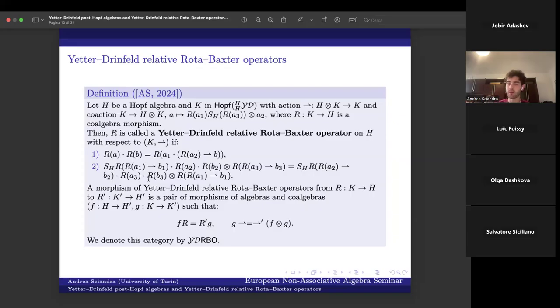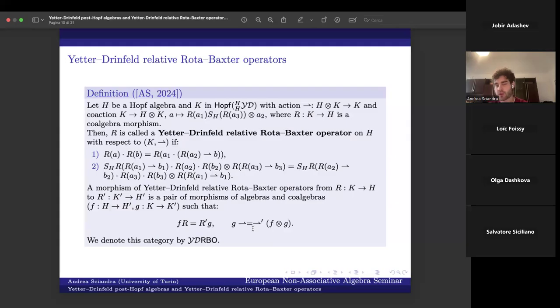A morphism of Drinfeld relative Rota-Baxter operators from R to R prime is just given by a pair of morphisms of algebras and coalgebras, F and G. So F goes from the codomain of R to the codomain of R prime, while G goes from the domain of R to the domain of R prime, such that these two equalities are satisfied. So F composed with R is R prime composed with G, and G over the action is the action of F over G, essentially. And we denote this category in this way here.